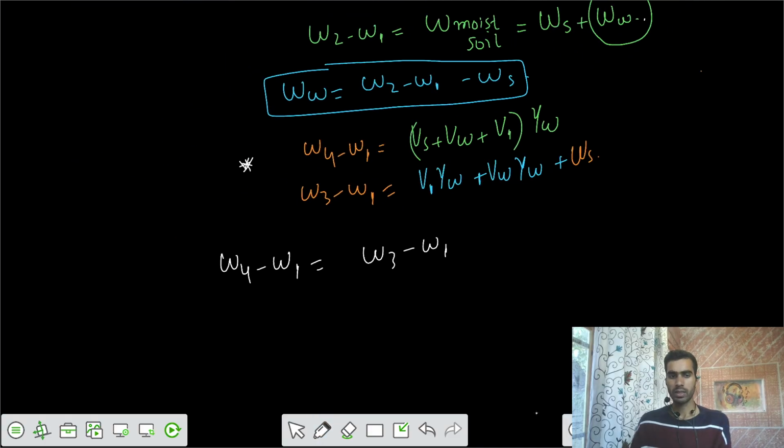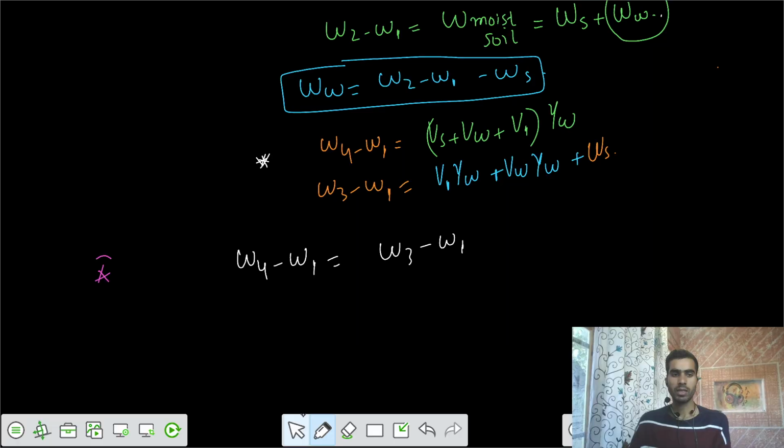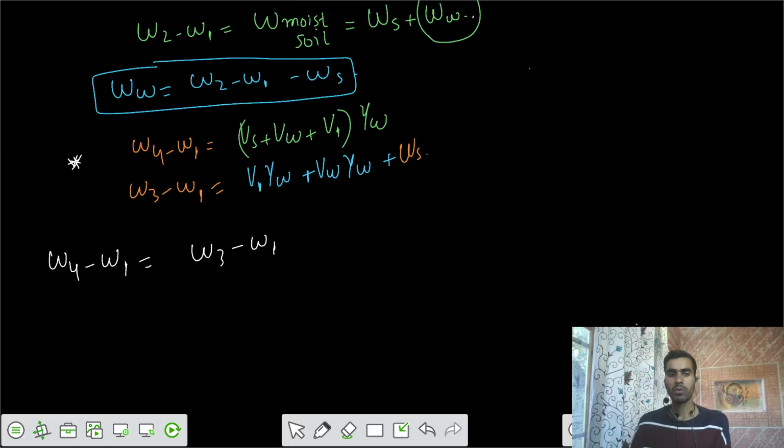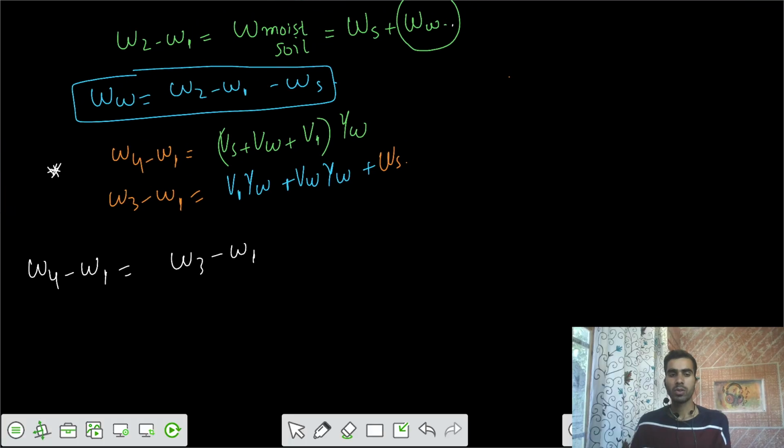So why are we doing this? Our equation should be in terms of W1, W2, W3, W4, because we are calculating these values in the test. In the test, we are only calculating these four values. So our equation for water content should be in terms of W1, W2, W3, W4. That's why we are calculating in terms of that. So W4 minus W1 is equal to W3 minus W1.